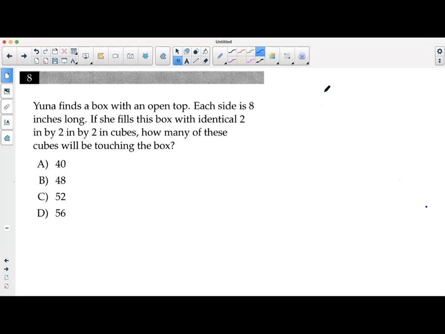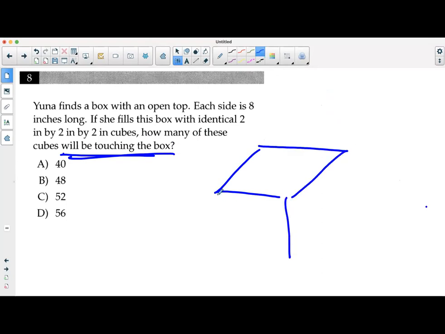So Yuna finds a box with an open top, each side 8 inches long, and she fills the box with identical 2 by 2 by 2 cubes. How many of them will be touching the box? This is somewhat similar, because the cubes are 2 by 2 by 2 inches. Then how many of them do I have?